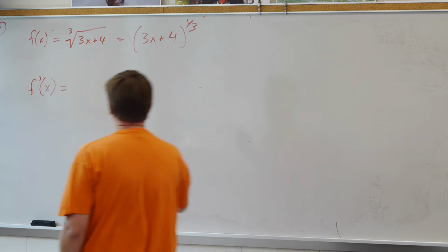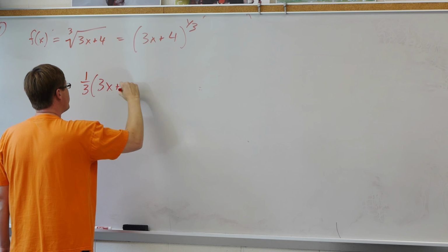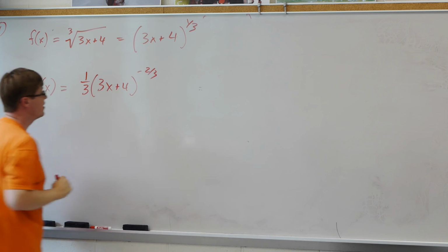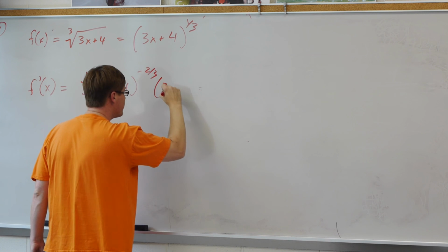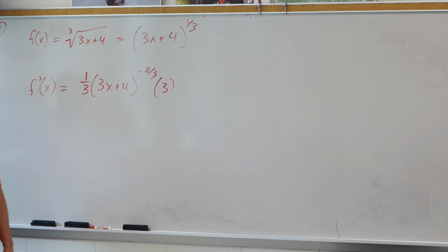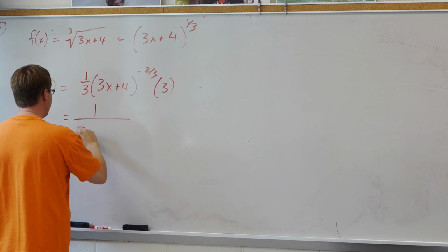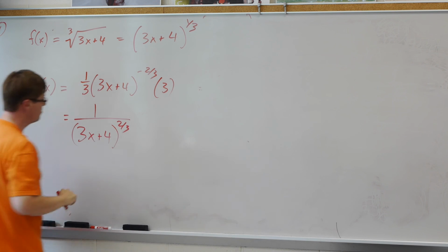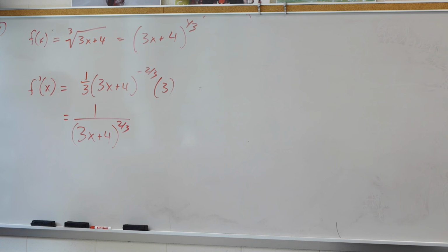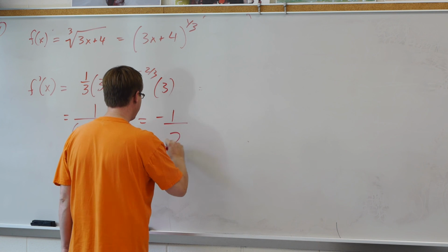The derivative here is 1/3 times 3x plus 4 to the negative 2/3, times 3 from the chain rule. If I write this without the negative exponents, I get that. And I want this to equal negative 1/2.